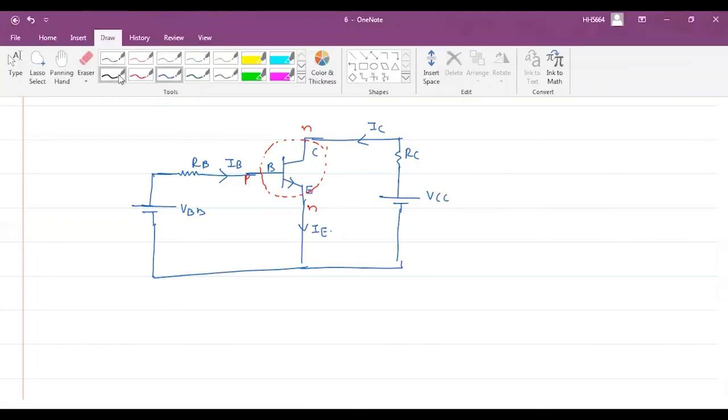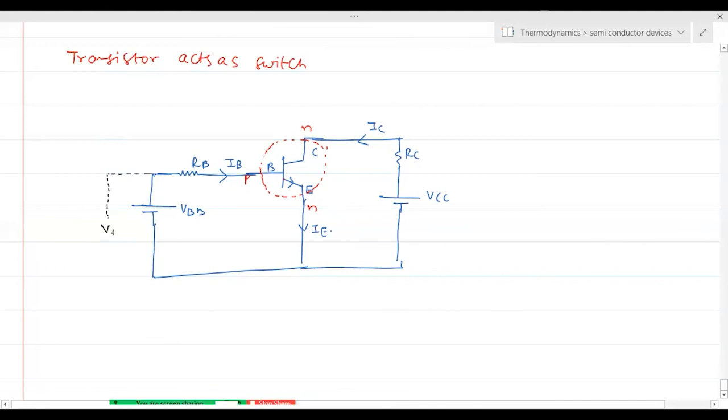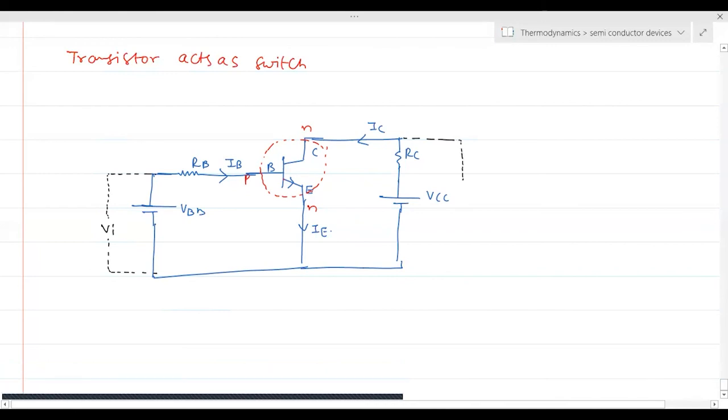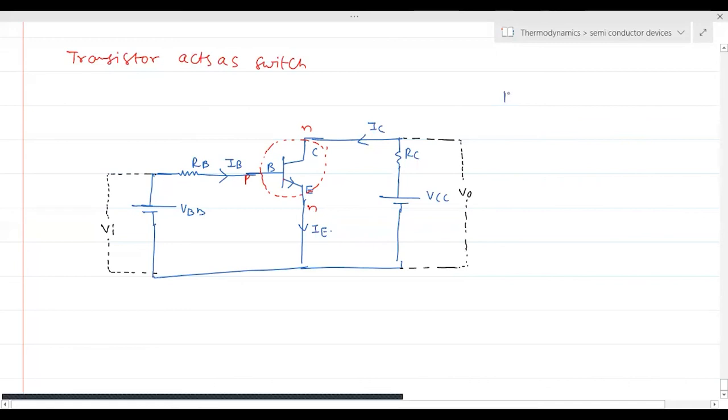You need to understand this diagram very carefully because this is very, very important. Across this we will give the input signal to the circuit, and across this we will take the output. Here we will apply Kirchhoff voltage law for input.